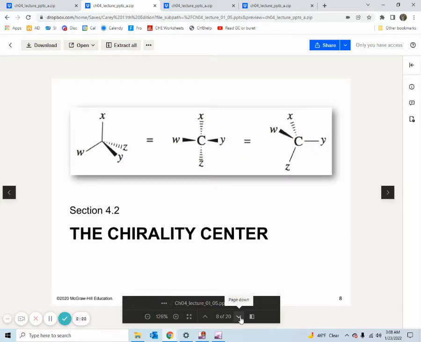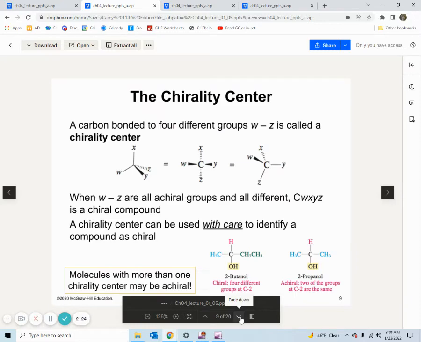Now 4.2, the Chirality Center. A carbon bonded to 4 different groups, W through Z, is called a chirality center, as shown here. When W through Z are all achiral groups and all different, C, W, X, Y, Z is a chiral compound. A chiral center can be used with care to identify a compound as chiral.